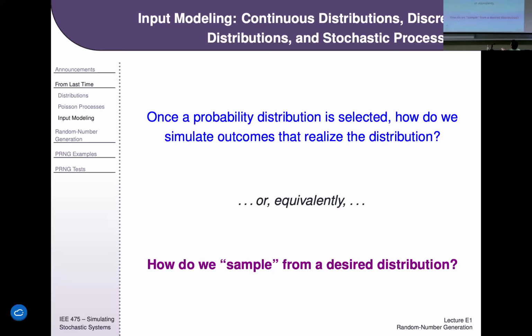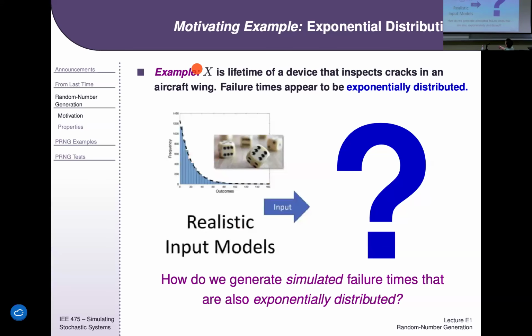Okay, so we've got random variables. Once we've chosen a probability distribution, the question is, how do we get the computer to generate samples from that probability distribution? We've got our input models, like X is the lifetime of a device that inspects cracks. Failure times are exponentially distributed. How do we get exponentially distributed failure times? Excel does not have an equals expo, nor does Google Sheets, that will give you those exponentially distributed failure times.